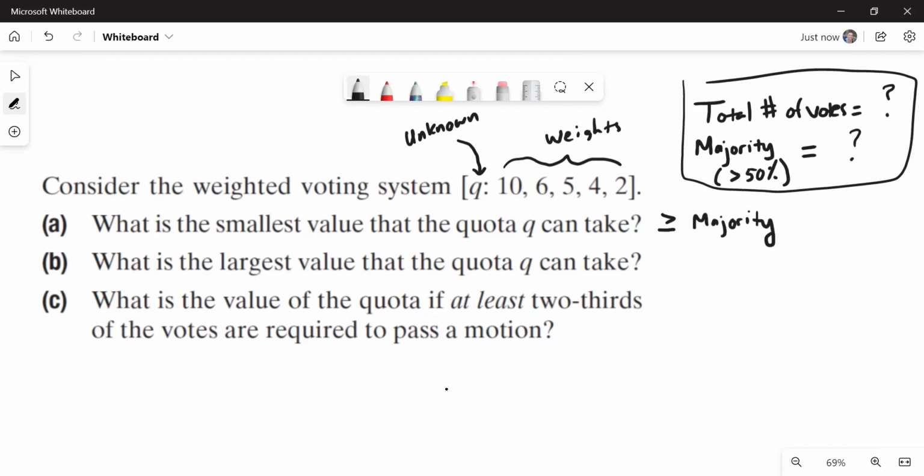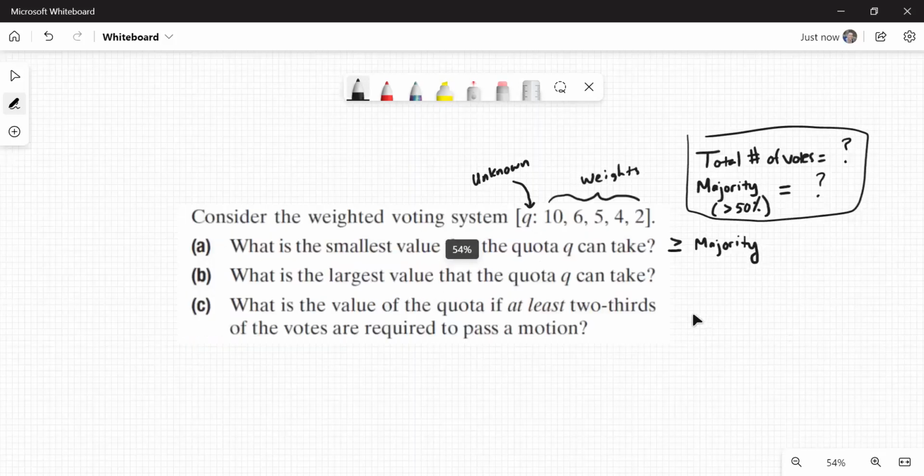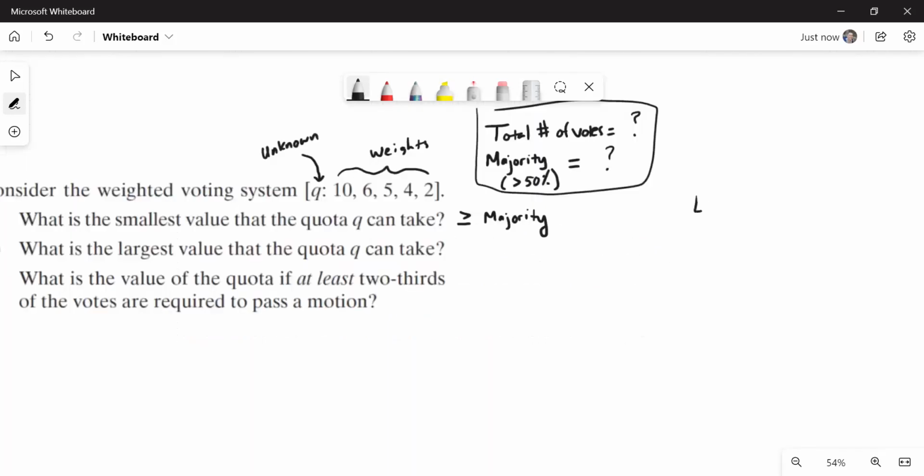And there are a lot of reasons why. Why does it have to be greater than or equal to a majority? Well, if you have a quota that's less than a majority, it really won't make any sense. Let me give you an example of that. Let's pretend that the quota was actually equal to 12. It would never be. Hopefully you've solved your majority. You know it's bigger than 12. All right, but here's why it can't be 12.